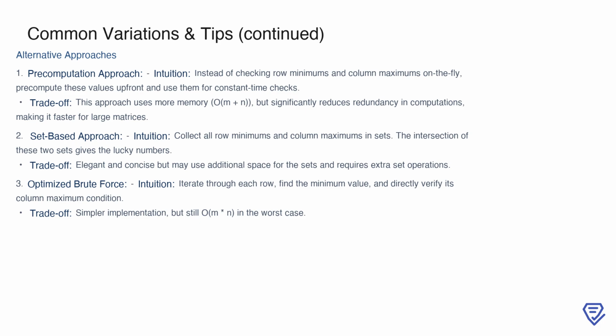Lastly, there's an optimized brute force method. Here, you iterate through each row, find its minimum value, and directly verify whether it meets the column maximum condition. While this approach is simpler to implement, it can still have a time complexity of O(m*n) in the worst case, making it less efficient for larger matrices.